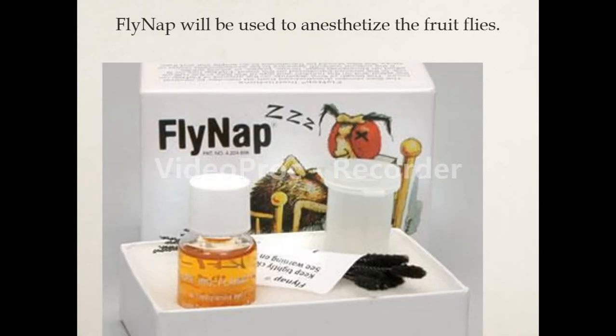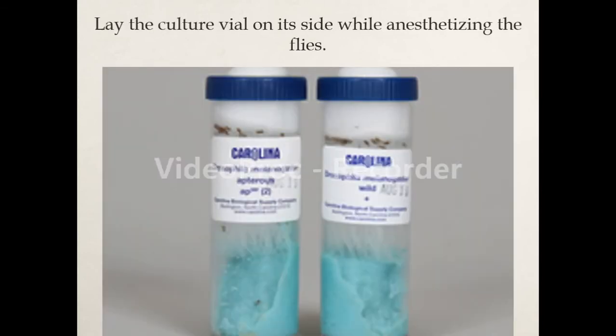For this purpose, when you remove these flies, you use FlyNap, which is basically a chemical used to anesthetize the fruit fly. Understand? Then you anesthetize the fruit flies. So you set aside the culture vials, the bottles that contain the cultures of the Drosophila flies, and put them aside, so that the flies do not move out of the culture while anesthetizing the fruit fly.